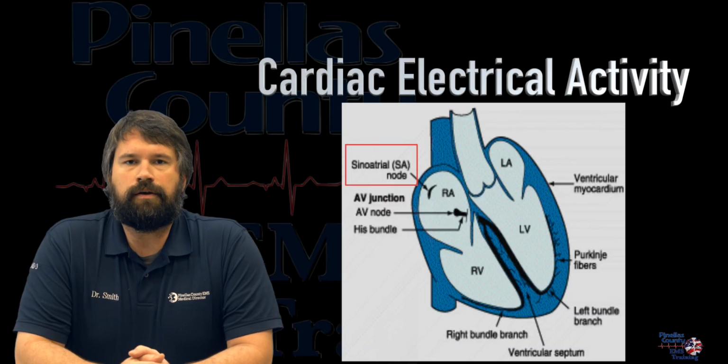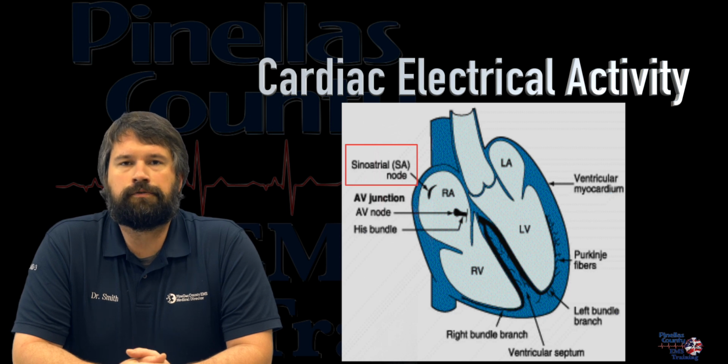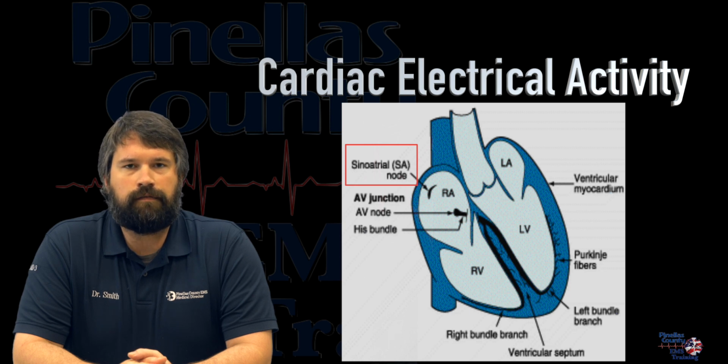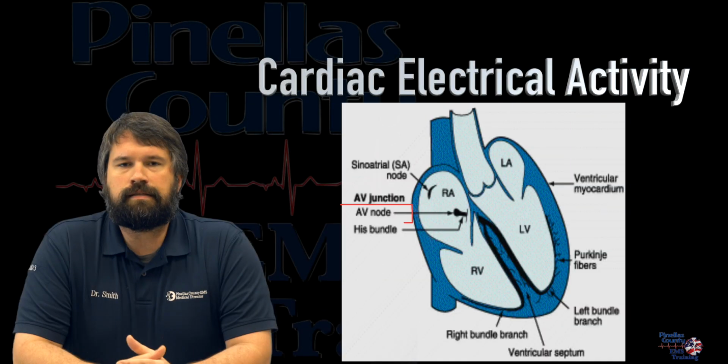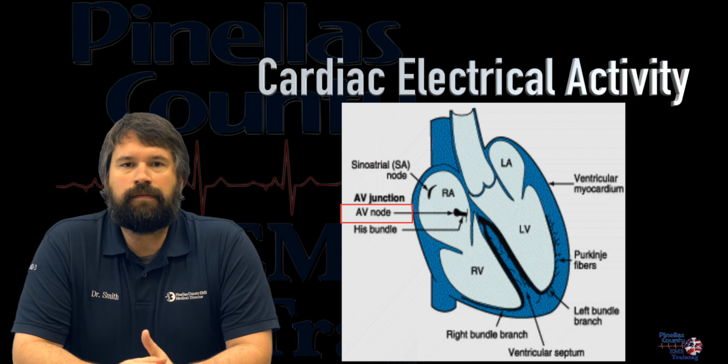So let's start with the SA node, or the sinoatrial node. This is the intrinsic pacemaker of the heart. This is what sets your heart rate. It is located in the atrial wall, just below the superior vena cava, up near the top of the heart. It actually activates the atria to contract, both the left and the right atria. Next, the signal goes through the internodal pathway to the AV node.